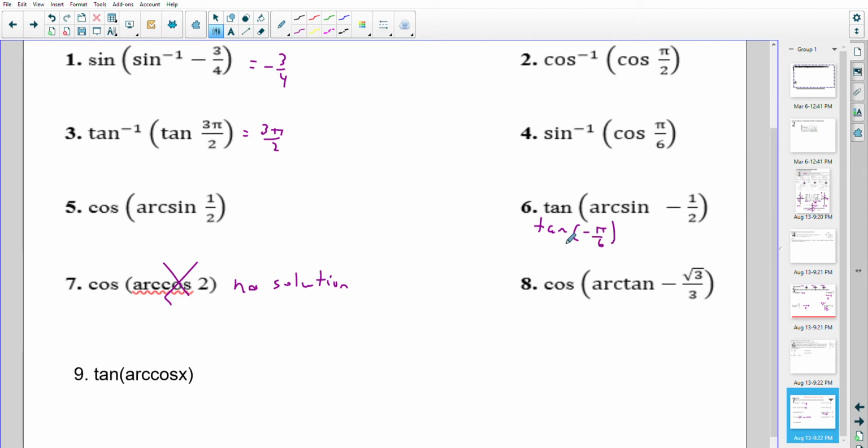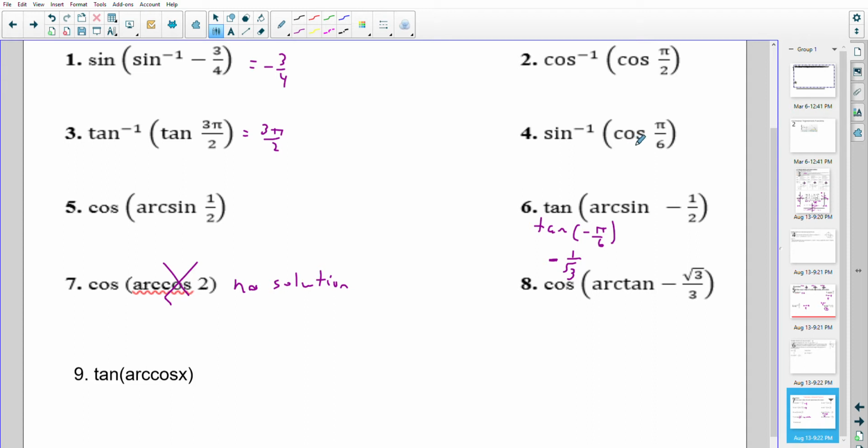Then the question is, what is the tangent of a negative pi over 6? That's in the 4th quadrant. We know it's going to be negative, and that is going to equal negative 1 over square root of 3 by looking at the table or the unit circle.